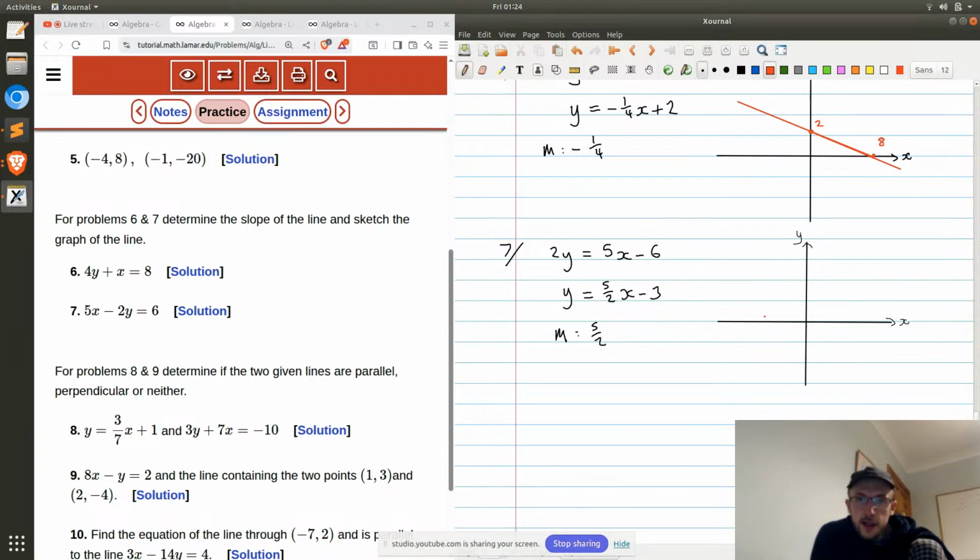Okay, so what does a slope of 5/2 mean? That means that it's going to be quite steep. And for every 2 units that you go to the right, you must go 5 units up. Change in y over the change in x, otherwise known as the rise over the run. The rise is 5 units and the run is 2 units. It's going to pass through -3.